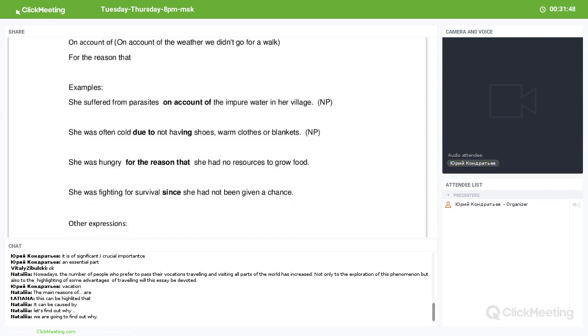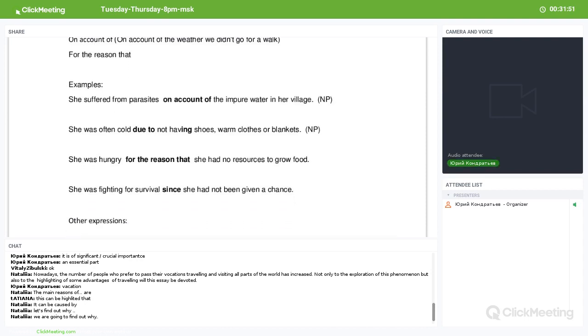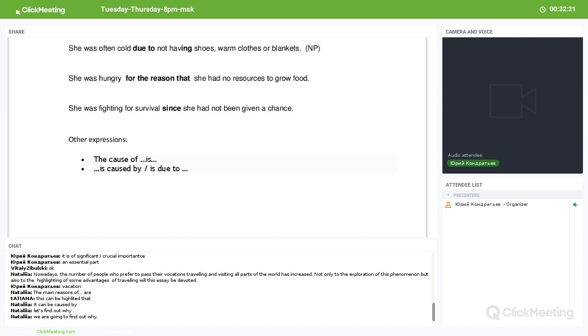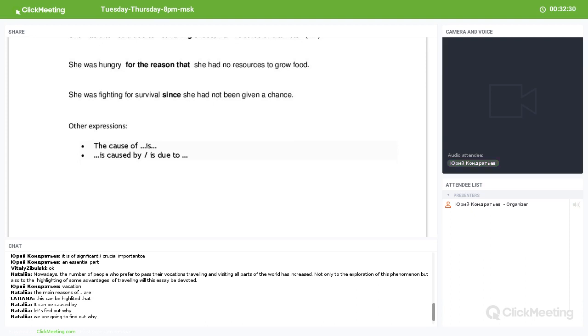Here are some examples of these expressions in context. For instance, she suffered from parasites on account of the impure water in her village. She was often cold due to not having shoes, warm clothes, or blankets. Then, she was hungry for the reason that she had no resources to grow food. And one more, she was fighting for survival since she had not been given a chance. You can also say the cause of something is something, or, as Natalia has already mentioned, something is caused by, or something is due to something else. So these are some of the expressions.